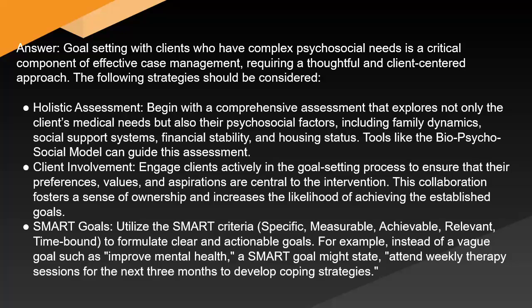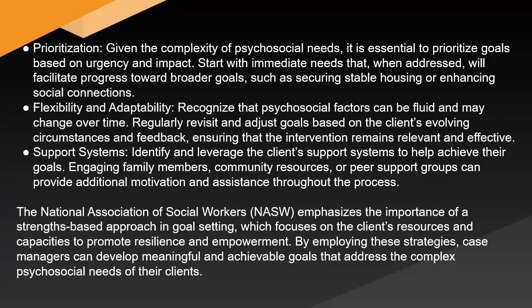For example, instead of a vague goal such as to improve mental health, a SMART goal might state: attend weekly therapy sessions for the next 3 months to develop coping strategies. Prioritization. Given the complexity of psychosocial needs, it is essential to prioritize goals based on urgency and impact. Start with immediate needs that, when addressed, will facilitate progress toward broader goals, such as securing stable housing or enhancing social connections.